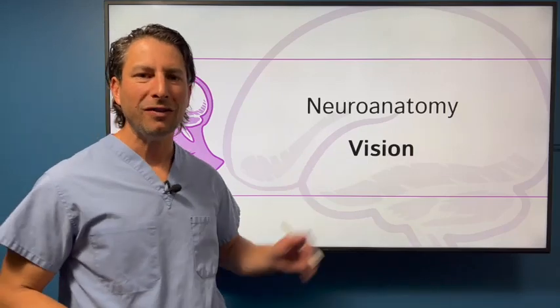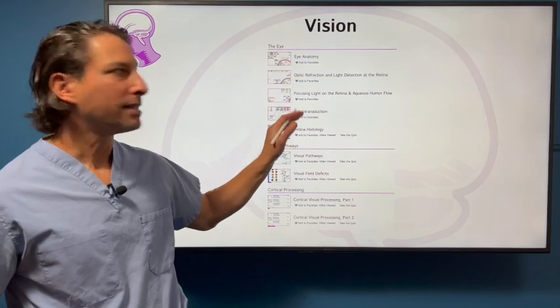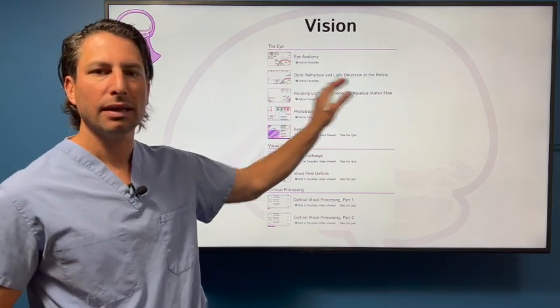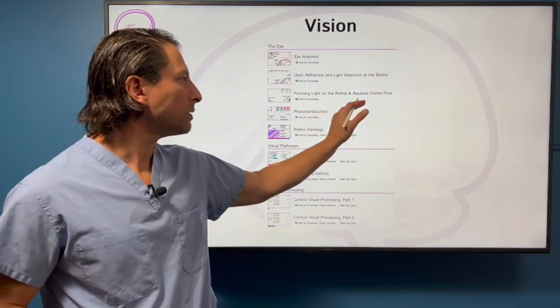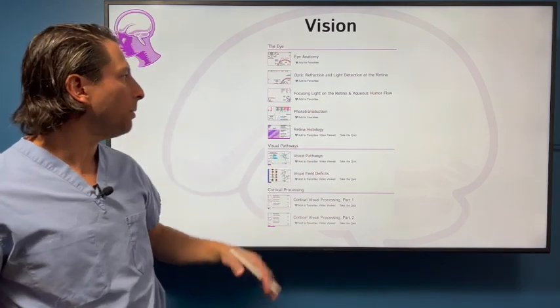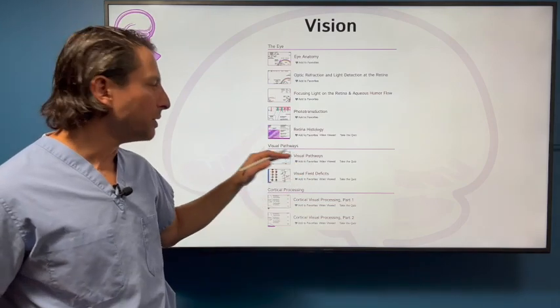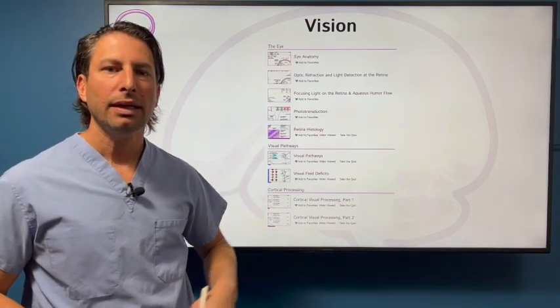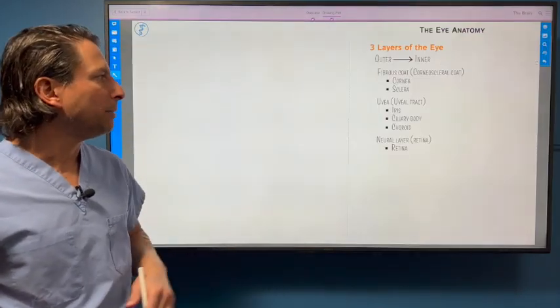So here we're going to learn about vision in neuroanatomy. We're going to take some time to talk about eye anatomy itself, and then optic refraction and light detection at the retina, the focusing of light, and then also aqueous humor flow and glaucoma. We'll skip through phototransduction and retina histology, but we'll spend some time with the visual pathways and various visual field deficits. So first, eye anatomy.